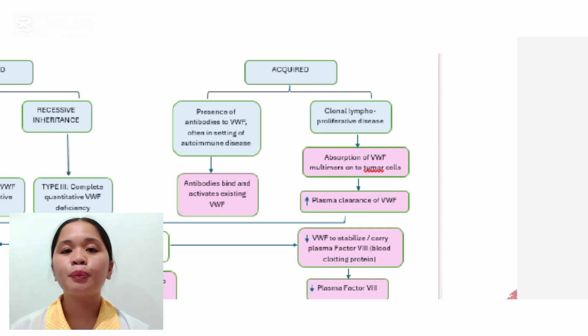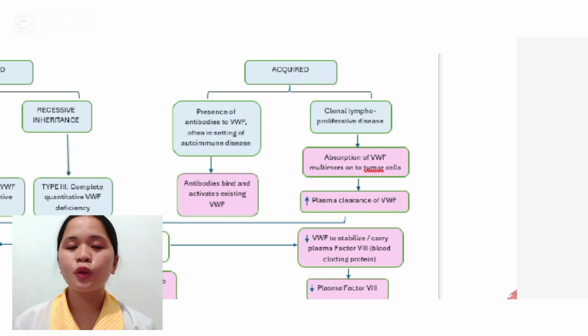In clonal lymphoproliferative diseases, for instance, in certain leukemias or lymphomas, abnormal immune cells proliferate uncontrollably. These diseases often produce autoantibodies, including those that target the von Willebrand factor, which further compounds the von Willebrand factor dysfunction and enhances the bleeding tendency. This results in antibodies binding and activating existing von Willebrand factor.